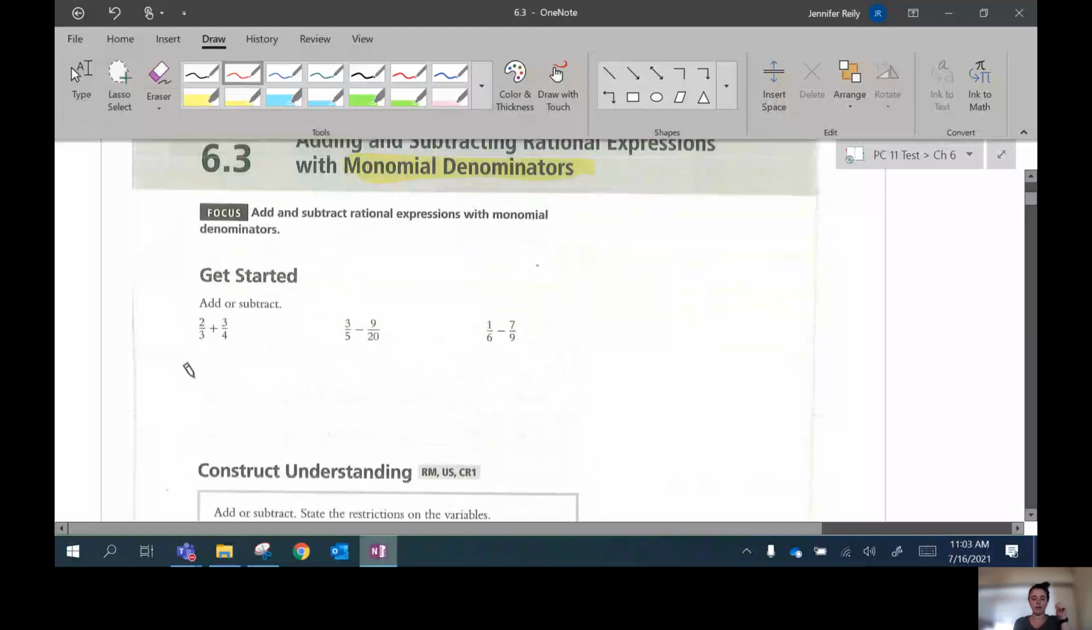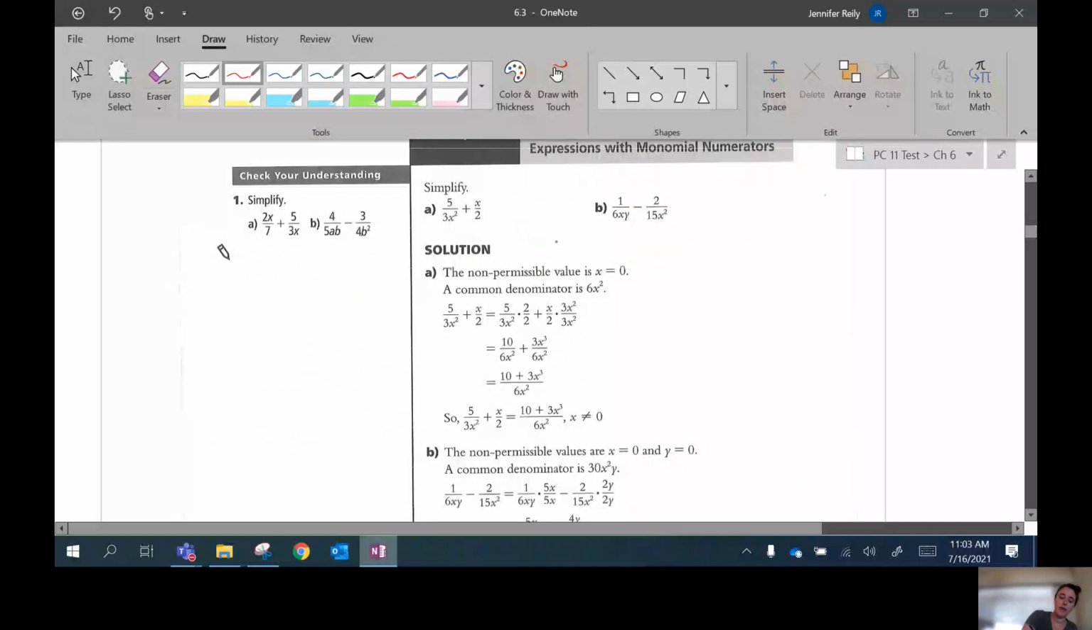So let's go straight into the first Check Your Understanding. I am going to do A, and then if you want to try B on your own and check the answer down below, you can. Okay, so let's rewrite it here so I have more space.